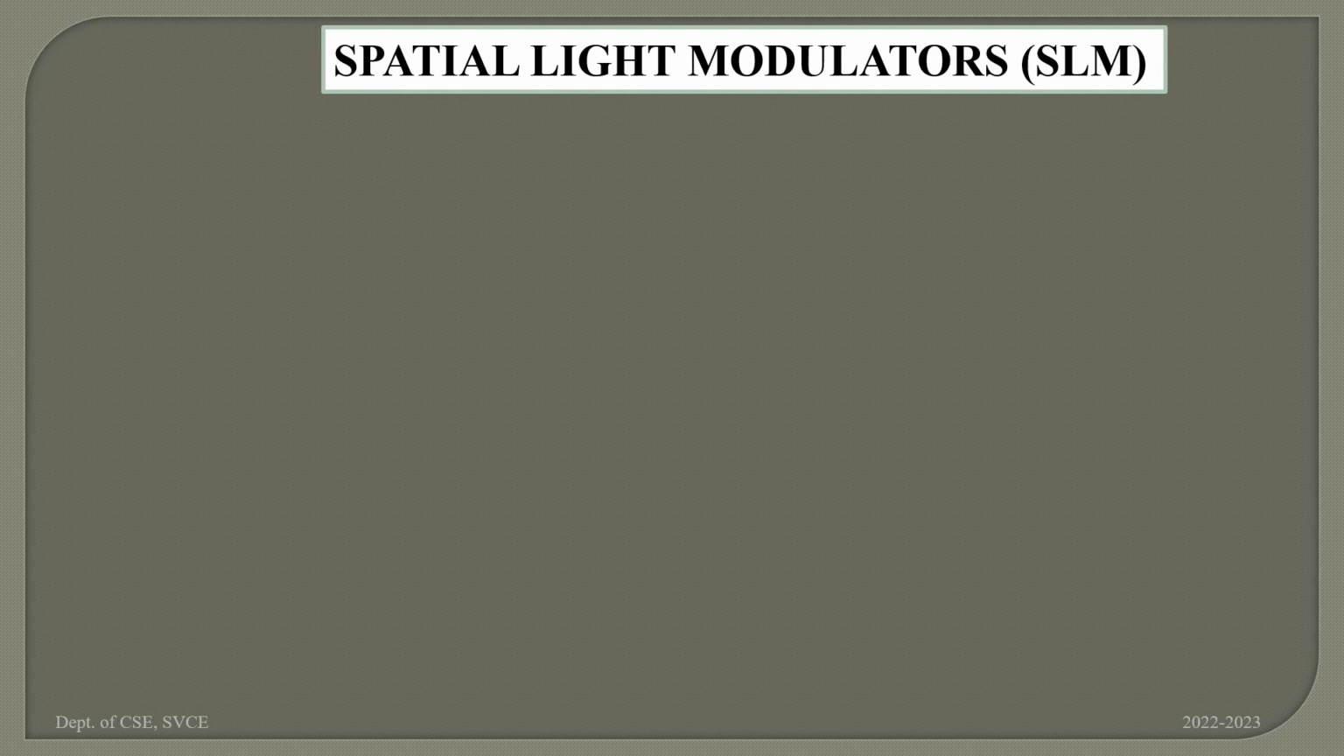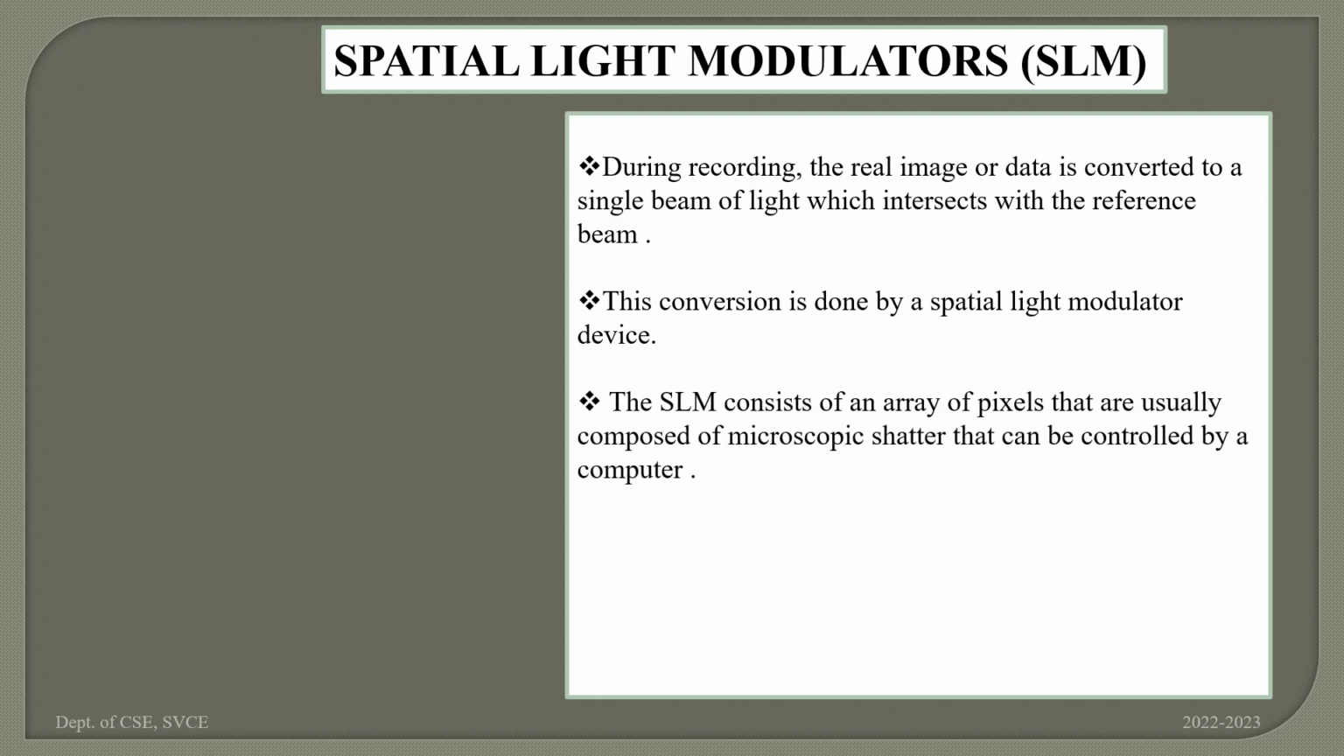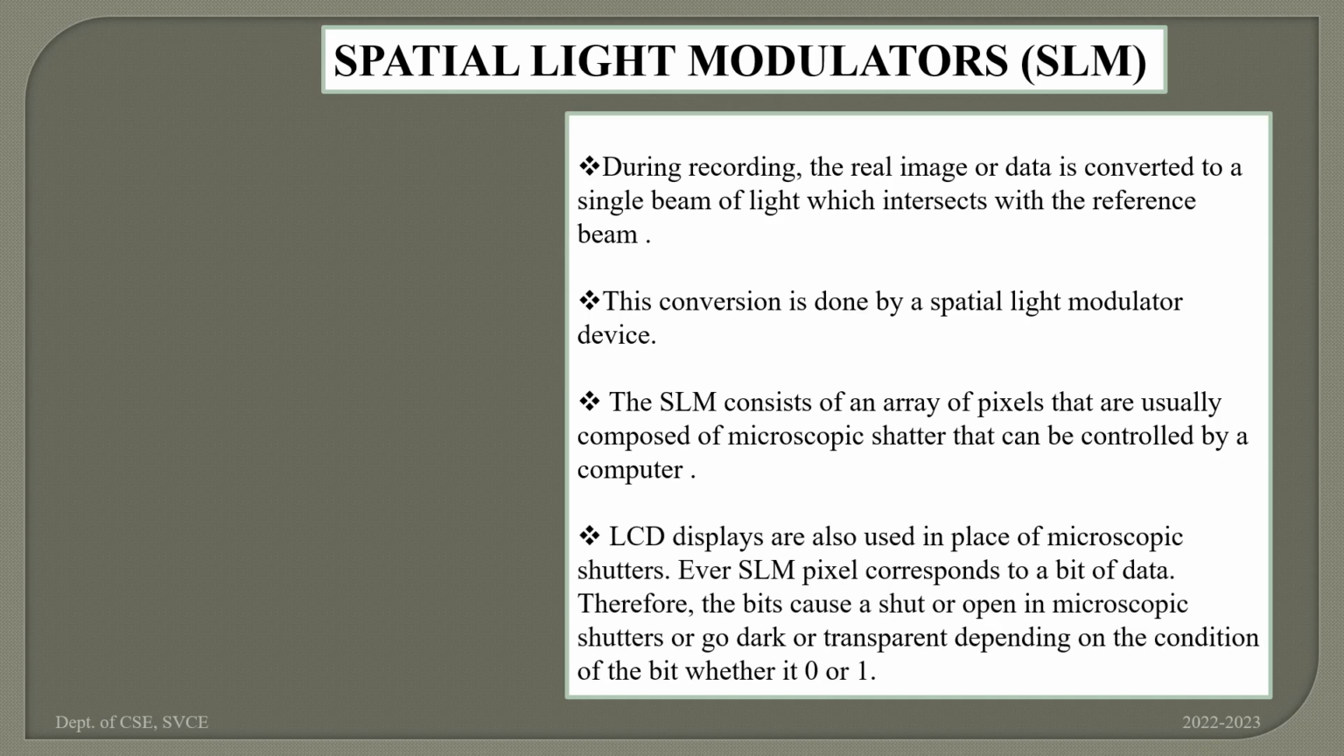Now we'll see about spatial light modulators, which is also called SLM. During recording, the real image or data is converted to a single beam of light, which intersects with the reference beam. This conversion is done by a spatial light modulator device. The SLM consists of an array of pixels that are usually composed of microscopic shutters that can be controlled by a computer. The LCD displays are also used in place of microscopic shutters.